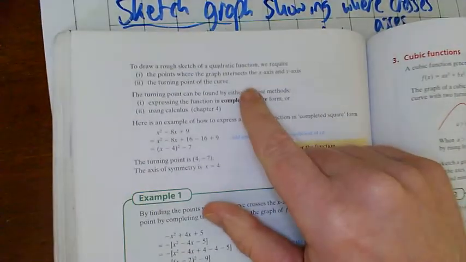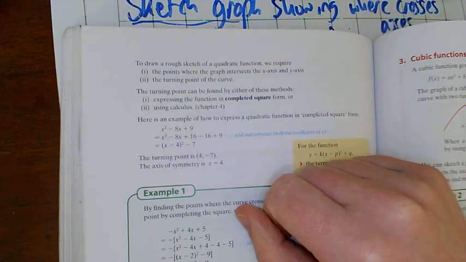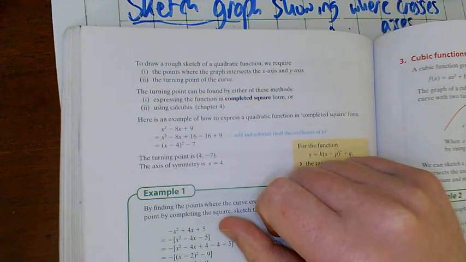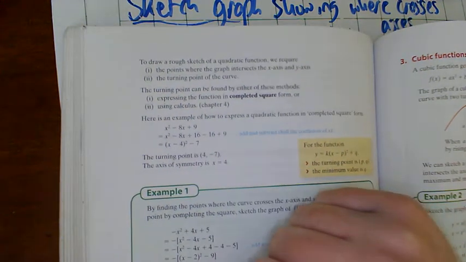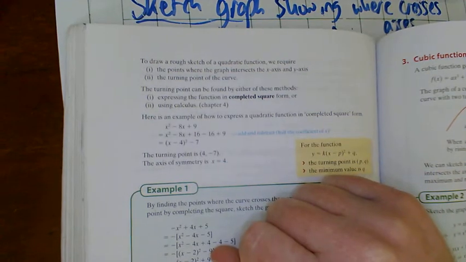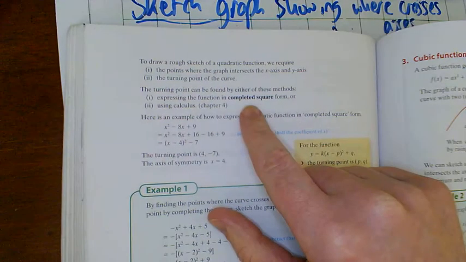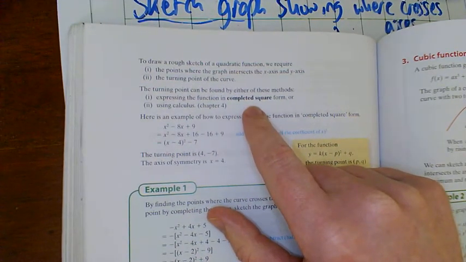So a rough sketch of a quadratic function. We know it's going to be an N or a U-shape. And we can find the turning point. We can find where it cuts the x-axis, the y-axis, and that's what we're going to do. But we can also find the turning points. Now, we can find the turning points multiple ways. We can find the turning points by using calculus like we've done. Differentiate and let it equal 0. But here we're going to just do a bit of revision, because remember, we could actually find turning points.